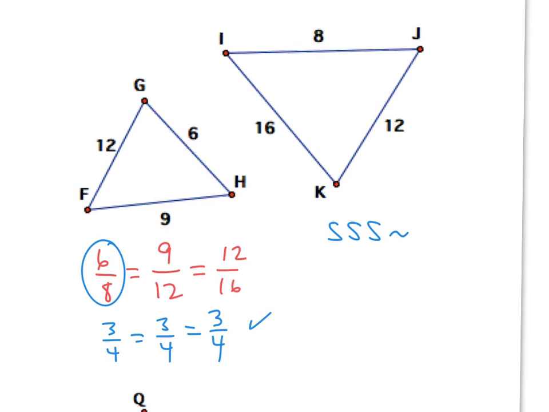And then we have to write our similarity statement. Triangle blank, blank, blank is similar to triangle blank, blank, blank. Who wants to give it a try? Maddie, you want to give it a try? You have to write a similarity statement. Triangle blank, blank, blank, similar to triangle blank, blank, blank. Triangle FGH is similar to triangle.